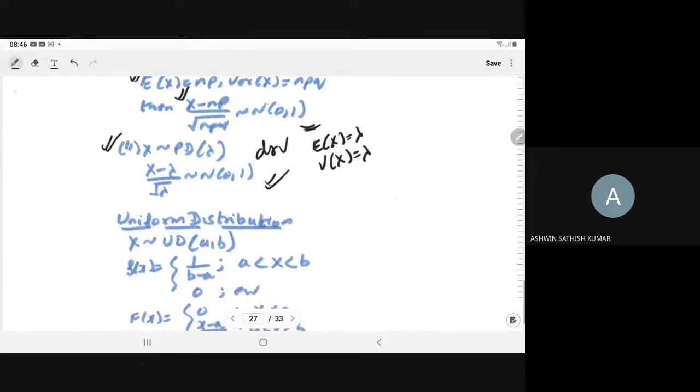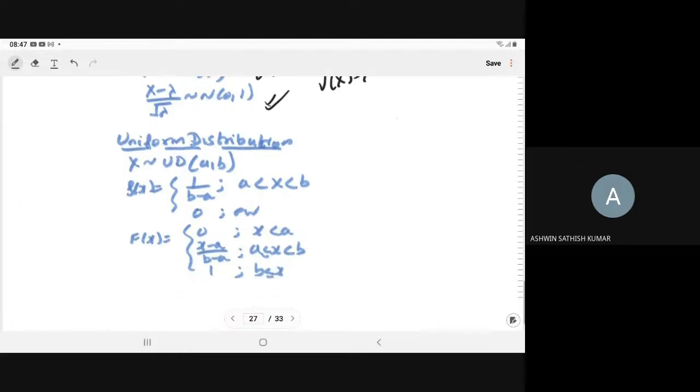So that is the beauty of the central limit theorem. Whether we have a continuous random variable or a discrete random variable, just with the help of one standard normal distribution table, we can determine the required probability. All these are approximations. Approximately we can determine, not exact. Clear?